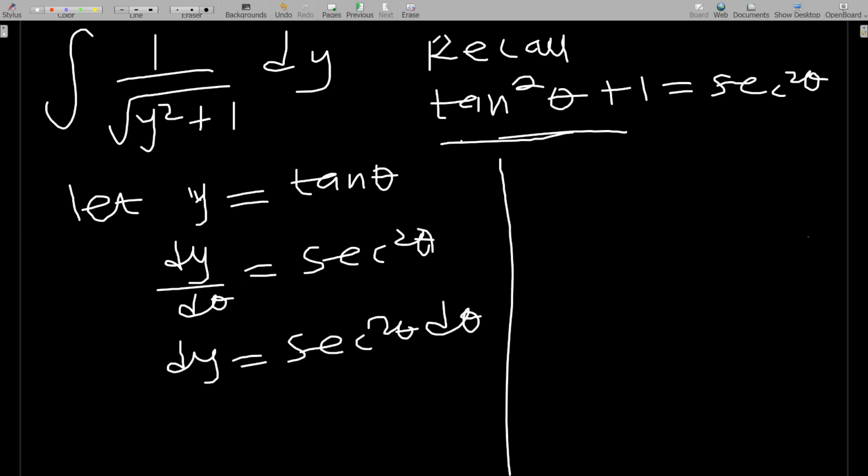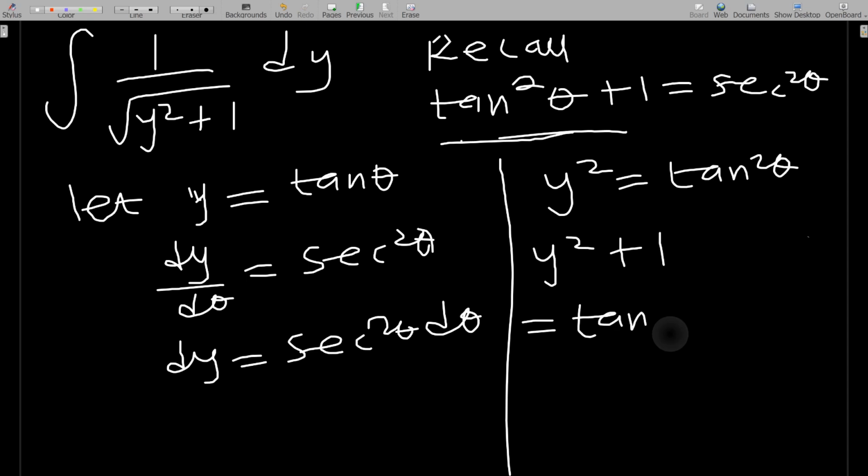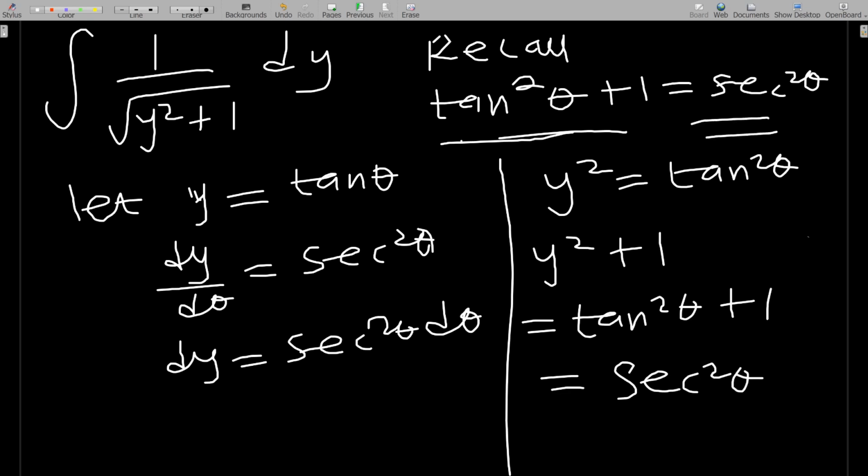Now I come and put it here. Y squared would be equal to tan squared theta. That is one thing you should also know, meaning that y squared plus 1 would then be equal to tan squared theta plus 1, and that will be equal to what we have written here, sec squared theta. So the square root side will go to sec squared theta for this substitution.